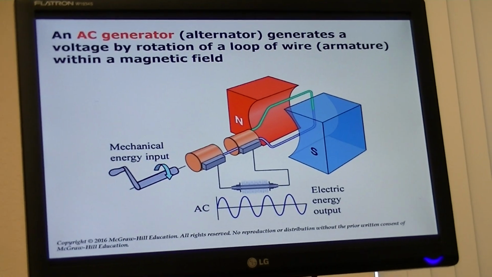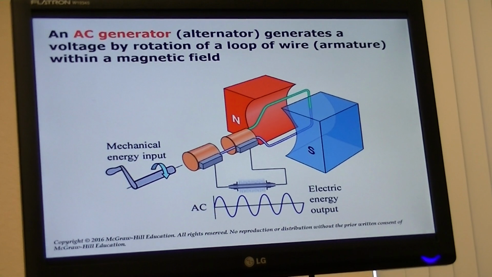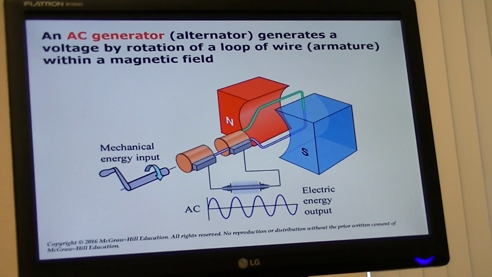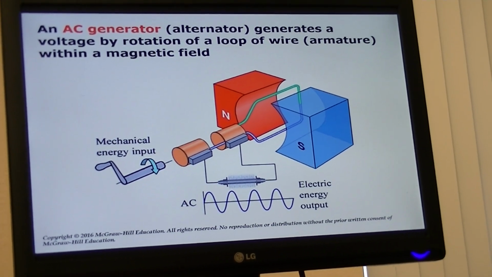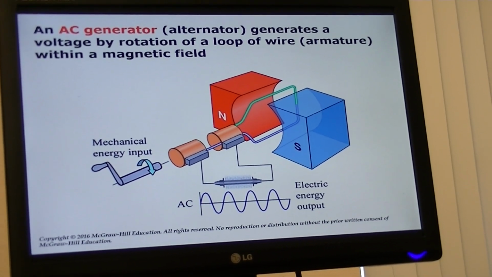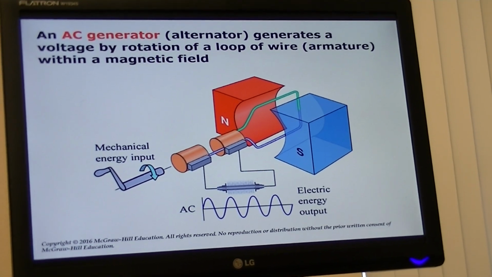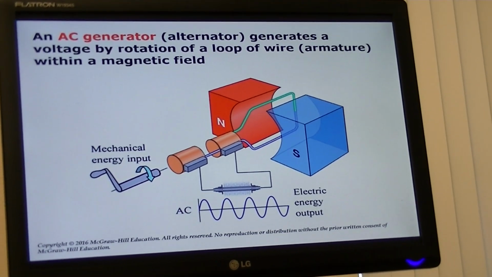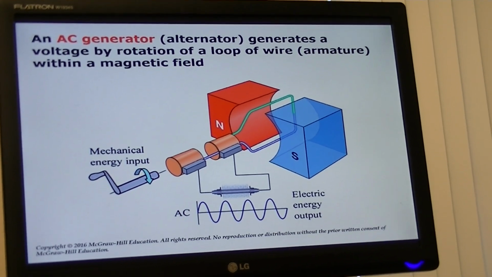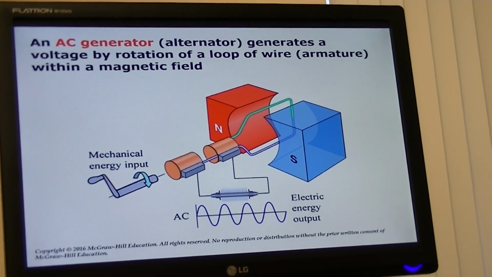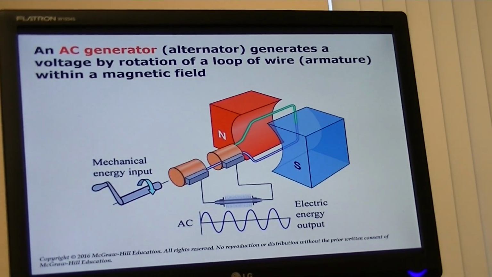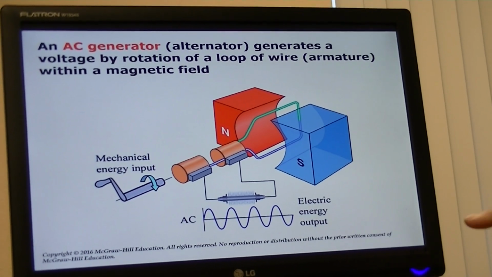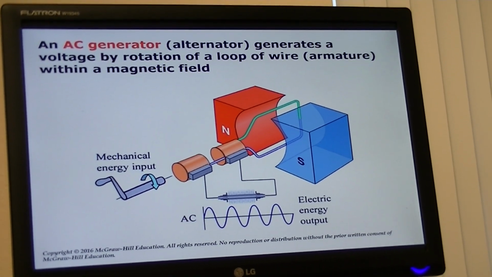So an AC generator basically generates a voltage by rotation of a loop of wire. The rotating part is typically called the armature, and it's passing through the magnetic fields that are created, typically by coils that are surrounding the north and south poles. Think of this down here as a resistor coming off there, and you can see that it's creating alternating current, a sinusoidal wave.